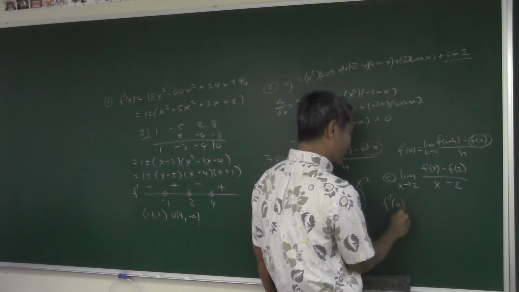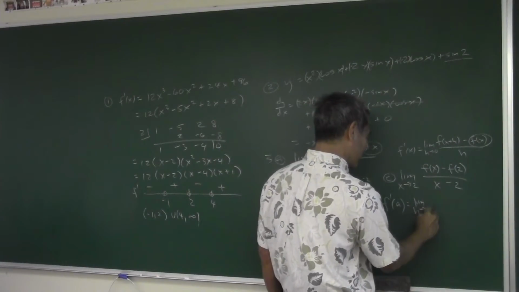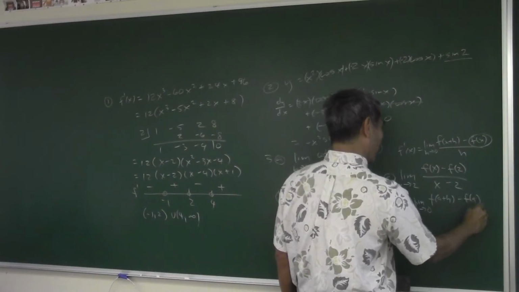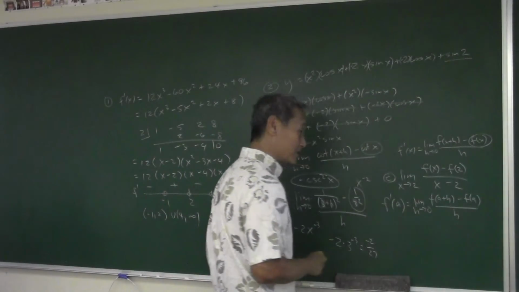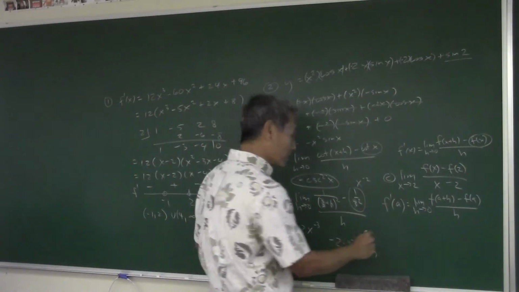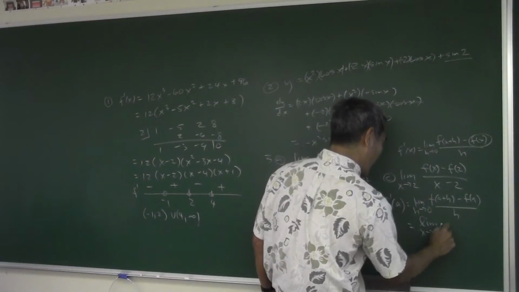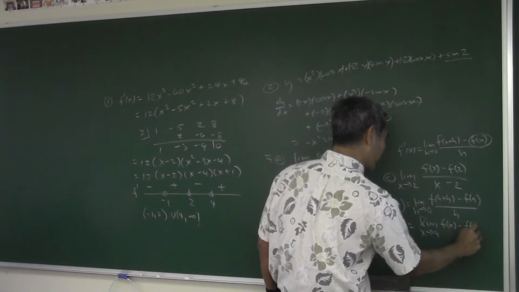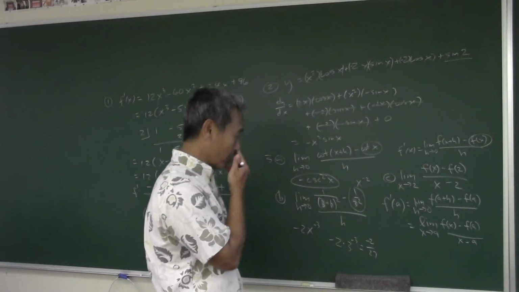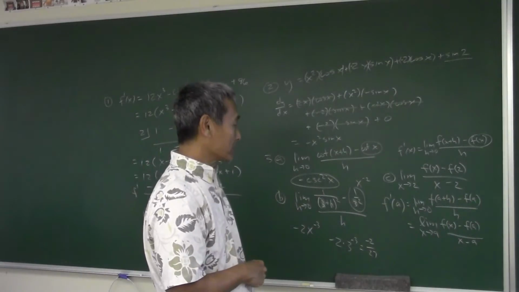F prime, the derivative at a particular point, is equal to the limit as h approaches 0 of f of a plus h minus f of a all over h, right? That was from last chapter, which was this problem right here, B. But it's also equal to the limit as x approaches a of f of x minus f of a all over x minus a. That was a problem on your homework. They're both equal to f prime of a, the instantaneous rate when x equals a.